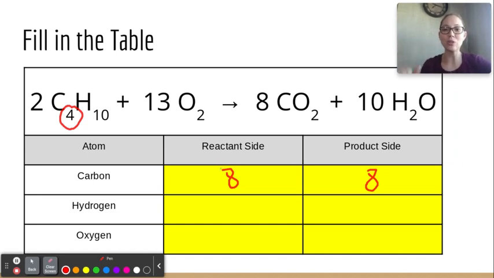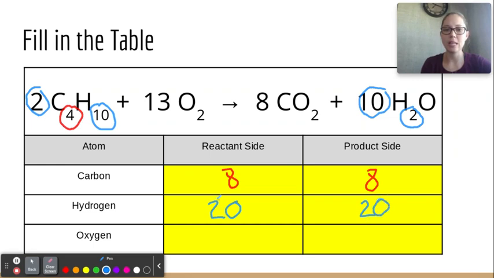But you have to do this for each type of atom. So I'm going to switch up colors. So hydrogen, we see that in this hydrocarbon, we have 10 hydrogens, but there's 2 molecules of it. So we have to take 2 times 10 to get 20. And there's no other source of hydrogen from our reactant side. And now we are over here. And so water has 2 hydrogens, but there are 10 water molecules. And so we see that we have 10 times 2 is 20 as well.